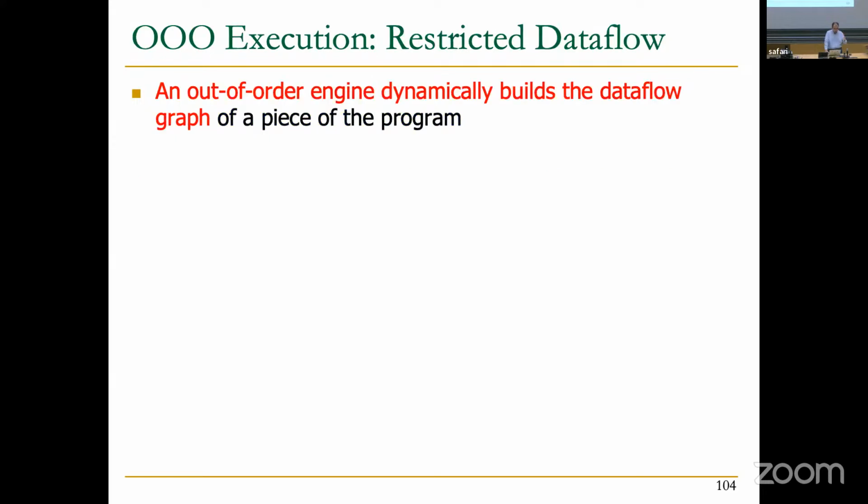So with out-of-order execution, we could enable a data flow machine, but it's actually restricted data flow. Because in an out-of-order engine, we dynamically build the data flow graph, but of a piece of the program, not the whole program code. Any idea why it's not the entire code?